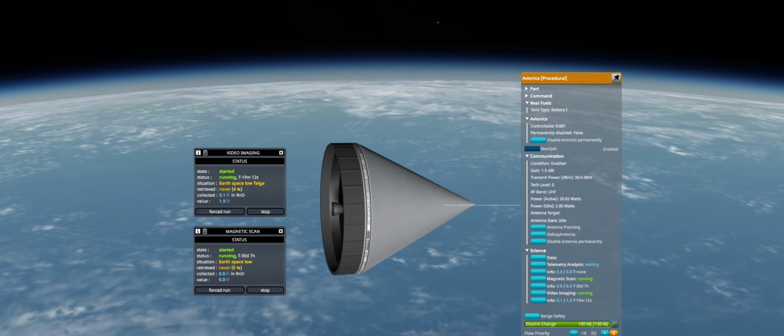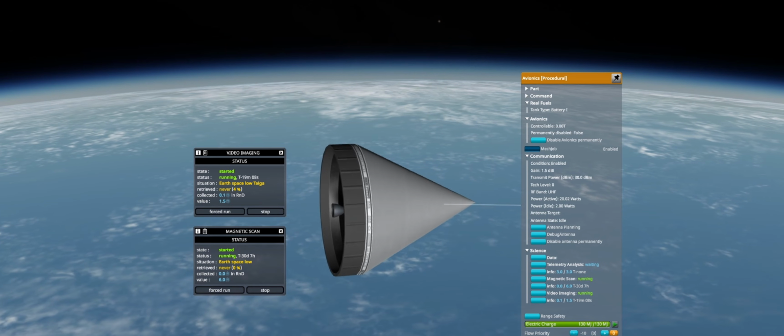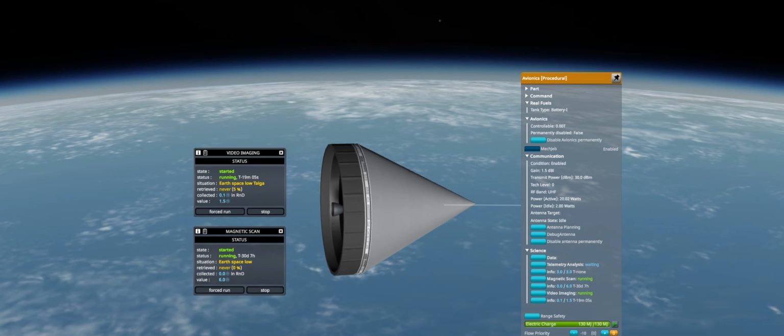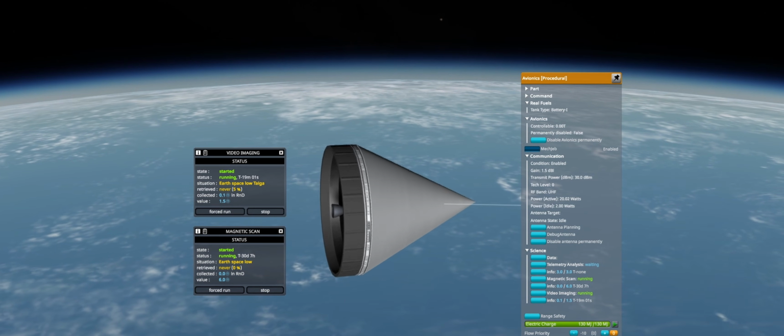Given the capability of the R-7, enough battery was included with the probe so that 30 days of magnetic scan can be transmitted in its entirety. So we can expect to receive all the magnetic scan and video imaging science from Earth space low.